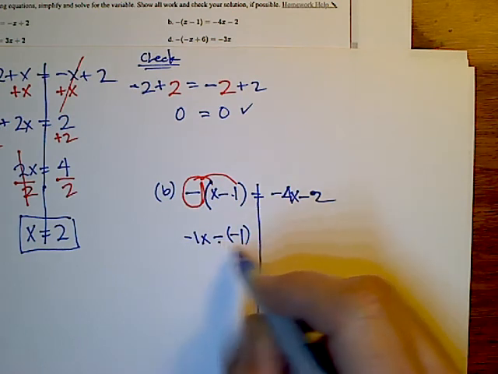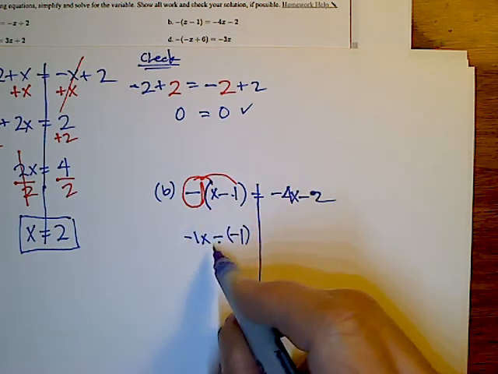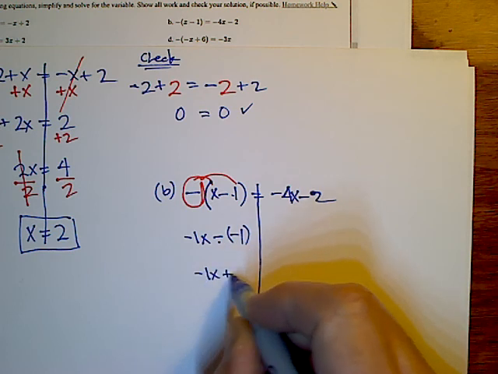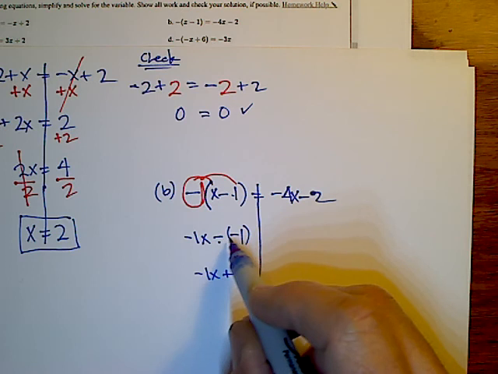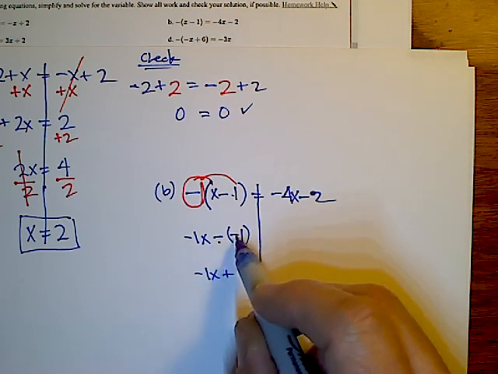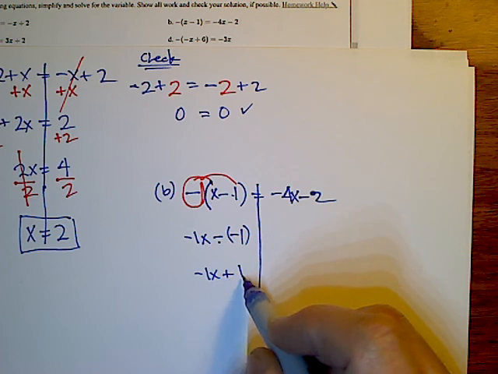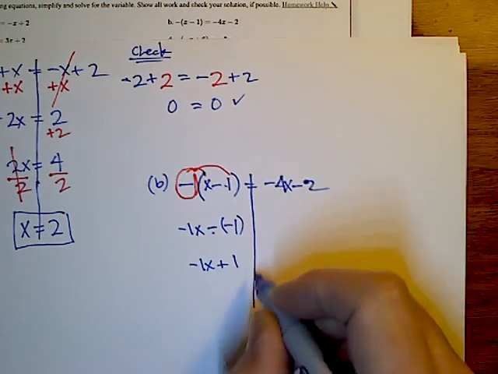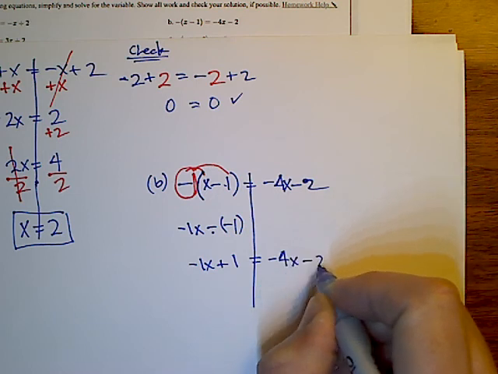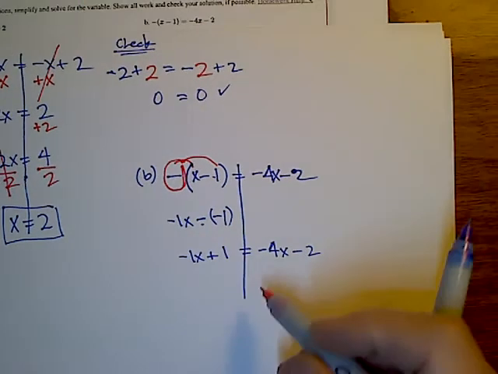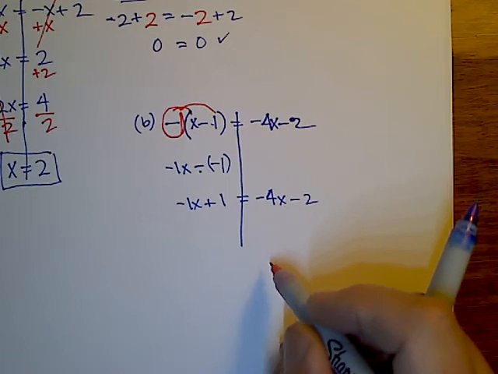I can simplify that further, and hopefully you see that. That becomes a negative 1x plus 1. When you combine like terms, a minus a negative becomes plus a positive. It's add the opposite. So I'll rewrite this. Negative 4x minus 2. Now I want to get all my x terms on one side.